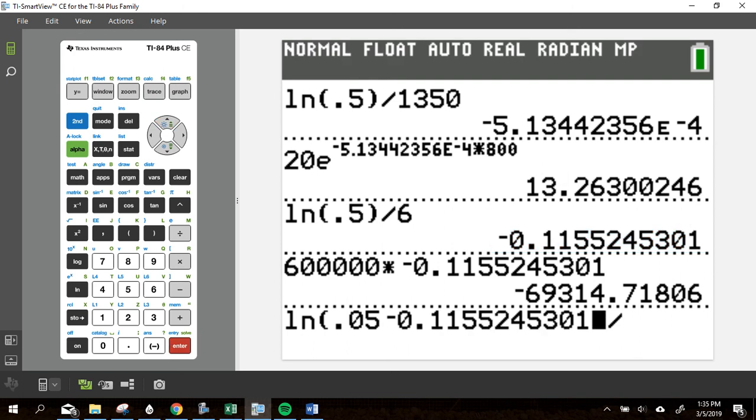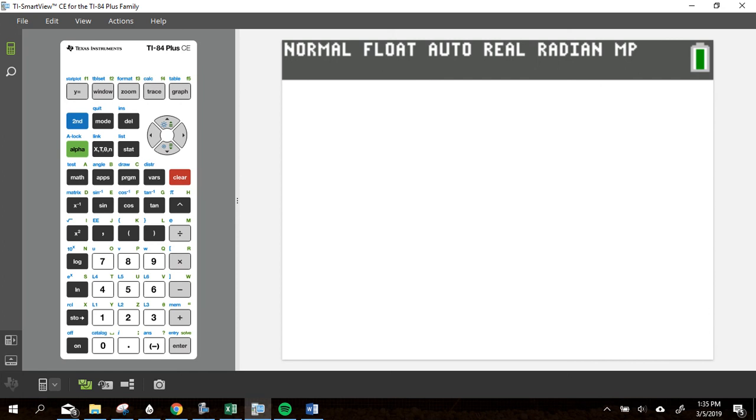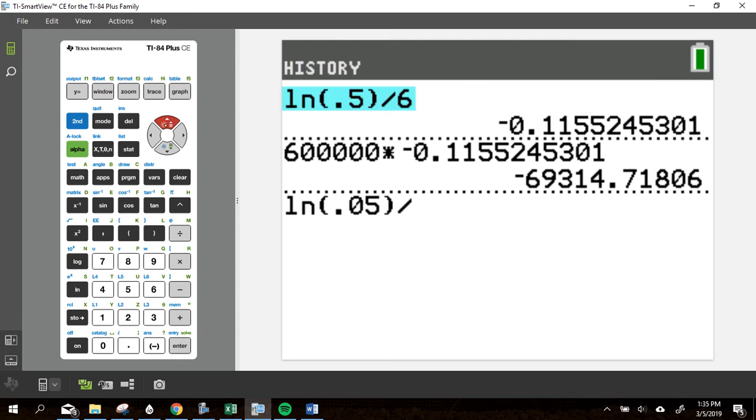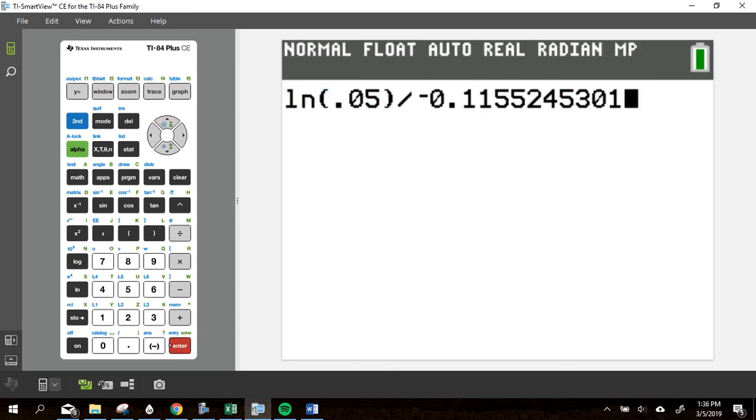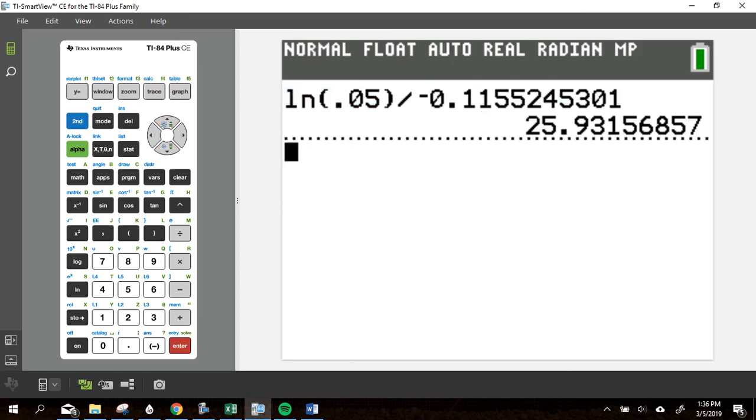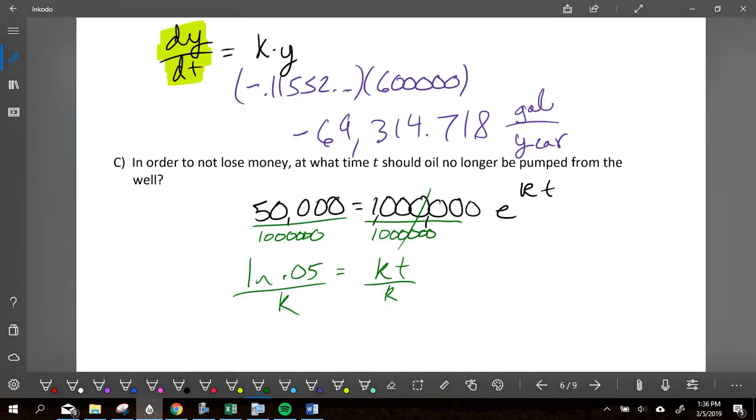I don't want to round it. Oh, no. Oh, well. Yeah, we screwed that up. Natural log of 0.05 divided by that number. There we go. Hit enter. 25.932 is going to be how many years I can pump before it becomes not profitable anymore.